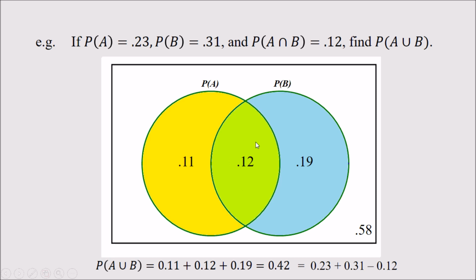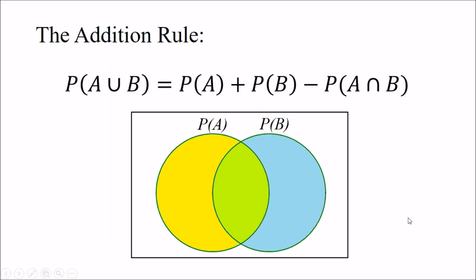Because the green was counted twice, I have to subtract it off one time, because remember, we don't want the green counted twice. I don't want 0.12 in there twice. I don't want to double count it. So we have to subtract it off. That's called the addition rule.